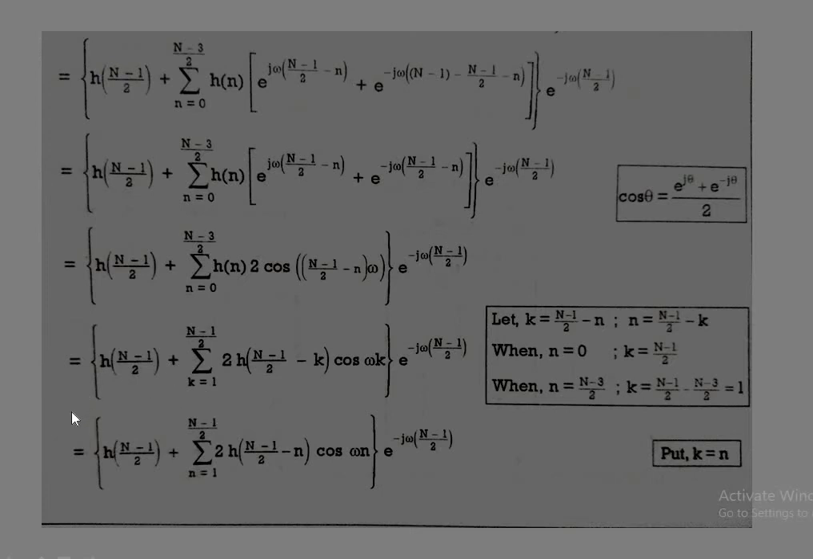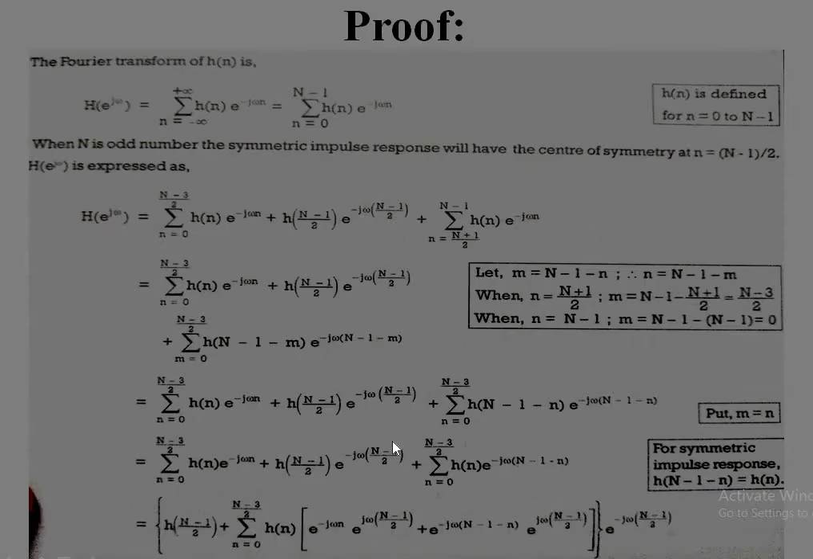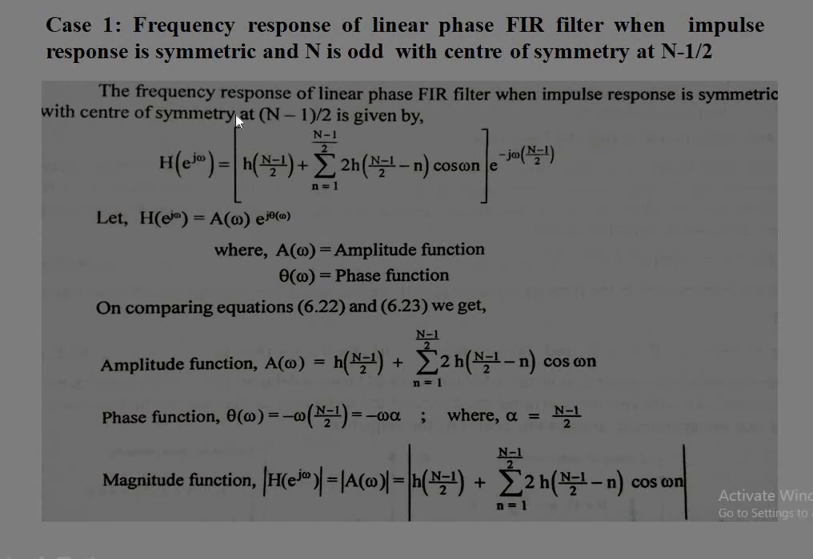This gives us a final expression in terms of cos omega n, and this is what our frequency response is, that what I have represented in the previous slides. H of n minus 1 by 2 plus sigma n is equal to 1 to n minus 1 by 2 h of n minus 1 by 2 minus n into cos omega n whole multiplied with e power minus j omega n minus 1 by 2. This represents the frequency response of our symmetric impulse response, that what we have considered, and this is what I have mentioned here in this particular slide.